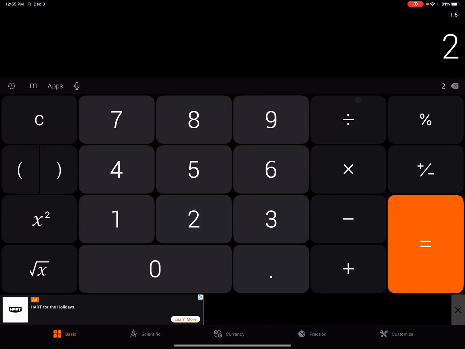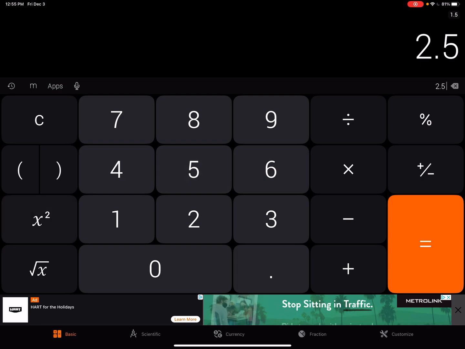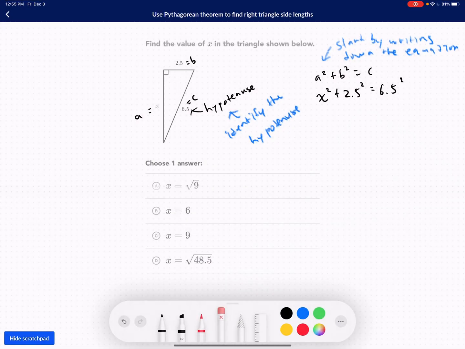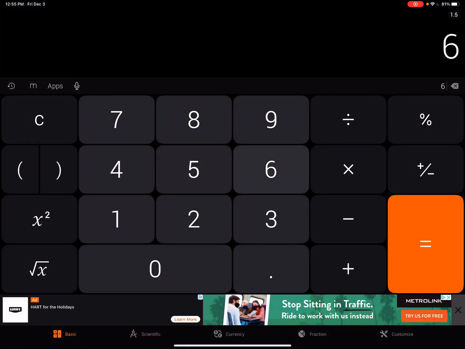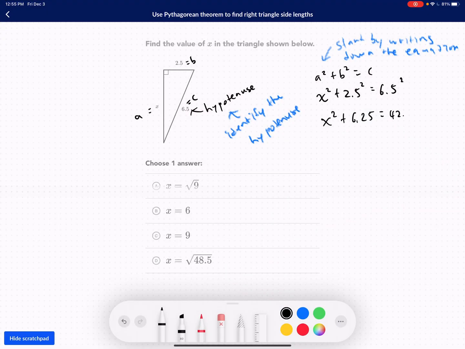So what I'm going to do is 2.5 squared is going to be 6.25. So x squared plus 6.25, and then 6.5 squared is going to be 42.25. And then from here, what we're going to do is subtract the 6.25 on both sides. Why? Because we want to isolate the variable. And so that becomes 0.